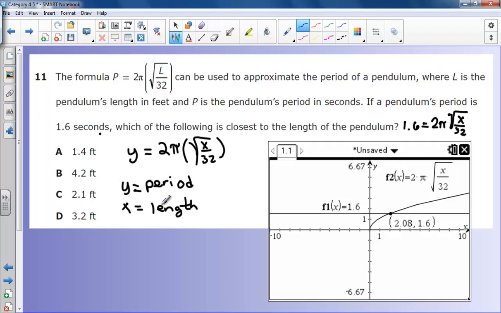And so what I've done right here helps me know which to use for my answer, because notice there are two possible answers here if you're not careful. So this one right here is close to my y value, this one right here is close to my x value, but it asks specifically what is the length of the pendulum, so I'm looking for the x value right here. So the answer choice closest to that is 2.1.